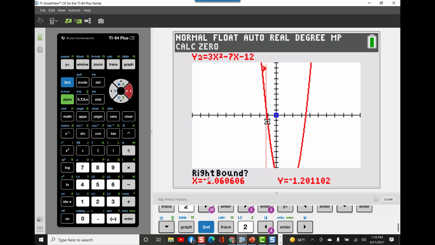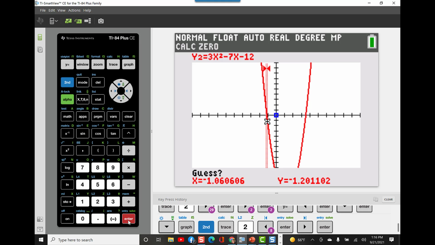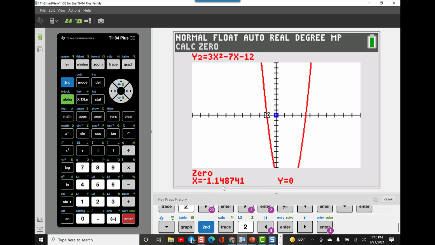So I'm going to hit enter again, because right now I'm at my right bound. Once I did that, the left and right bound are taken. Now there's going to be a guess. So I hit enter one more time. And that is the correct answer, because when I rounded this, it's negative 1.15. That is what I put down for my answer.